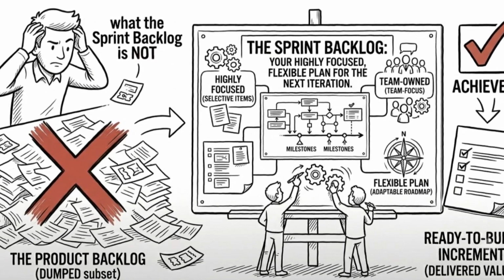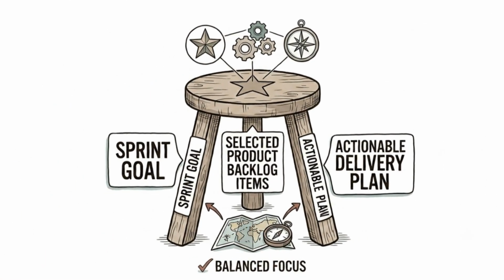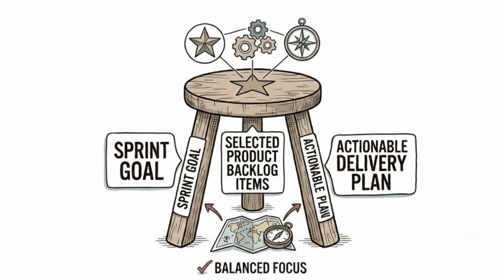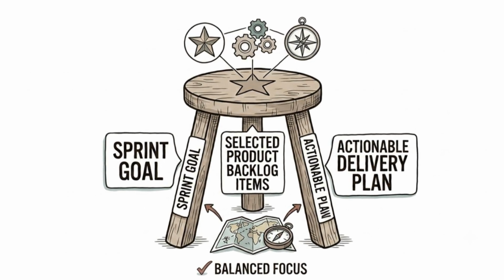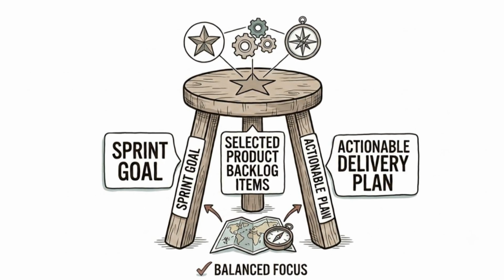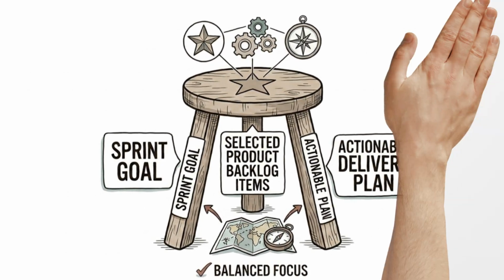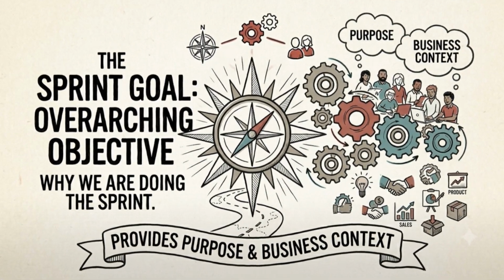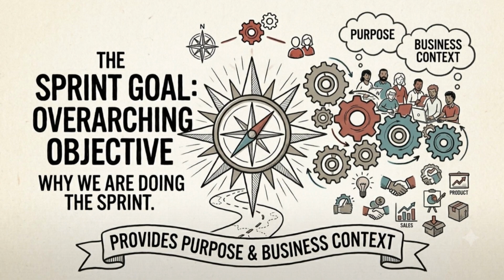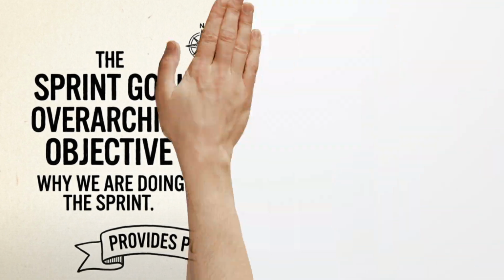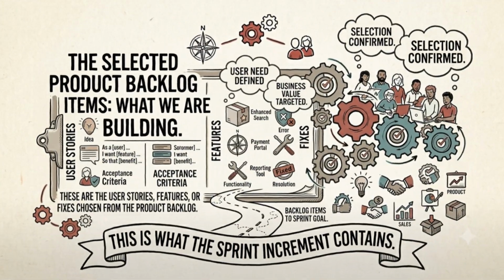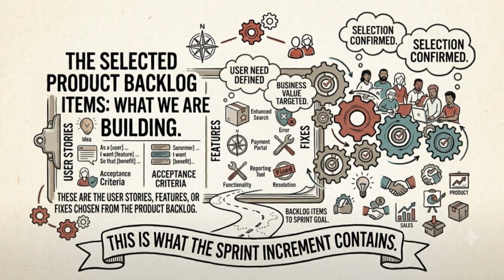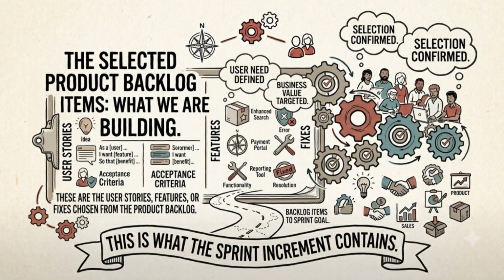real value. To really understand the sprint backlog, forget the idea that it's just a simple list of Jira tickets. In the official Scrum guide, the sprint backlog is actually made up of 3 specific elements. 1, the sprint goal, why we are doing the sprint. This is the overarching objective that provides purpose and business context. 2, the selected product backlog items, what we are building. These are the user stories, features, or fixes chosen from the product backlog.